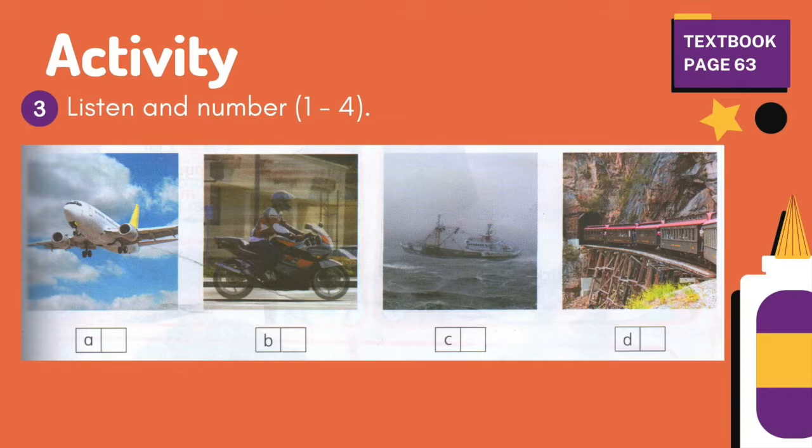3. Listen and number 1 to 4. 1. Travelling by is really fast. It's a lot of fun too. I travelled to France last month. I sat next to the window. It was really cool to be up in the sky. I felt like a bird. Everything below looked so small.